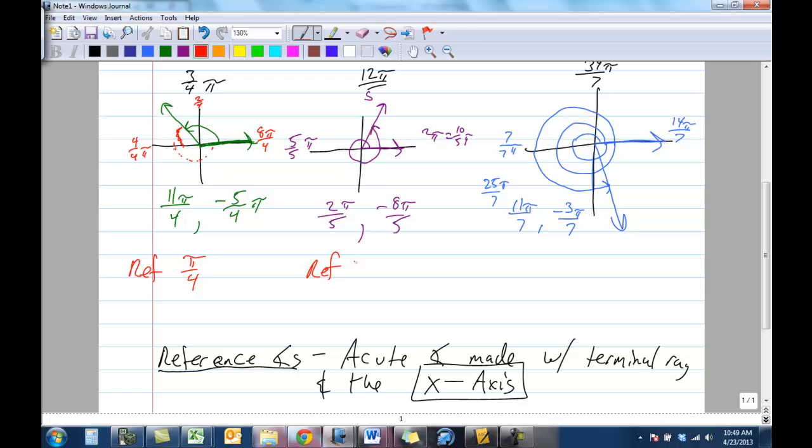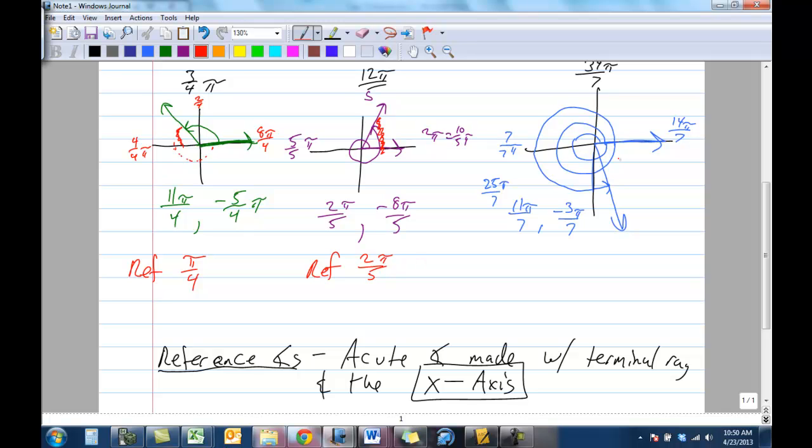All right, let's move on to this one. We went 5 pi fifths, 10 pi fifths. We went 10 pi fifths all the way around, and then we went 2 more. Now remember, reference is the terminal with the x-axis. So this is our terminal. If we went 10 and 2 more, our reference here is 2 pi fifths.